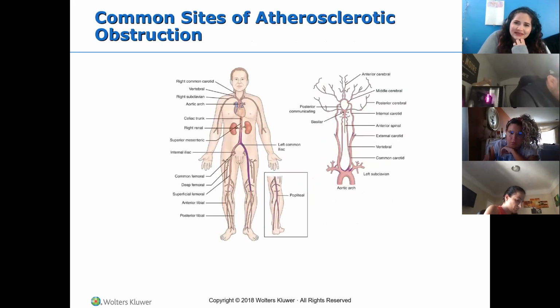Okay, and then these are common sites of the atherosclerosis obstructions. In the box, it shows the popliteal. That is where you will most likely find deep vein thrombosis.